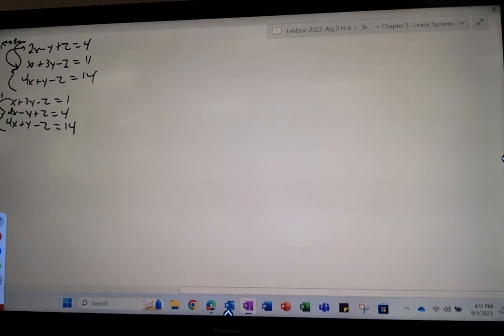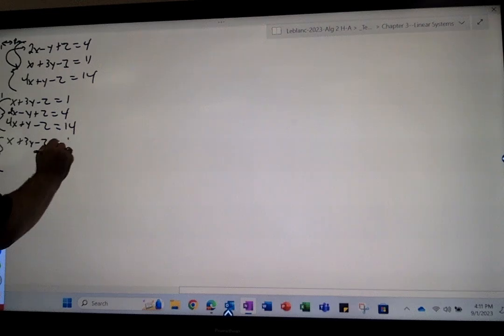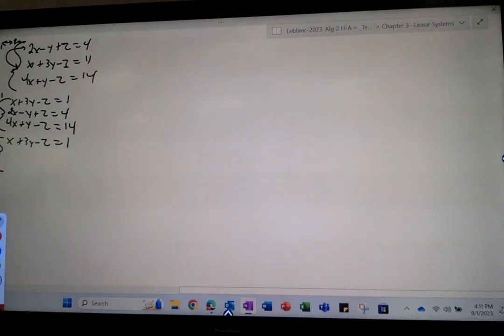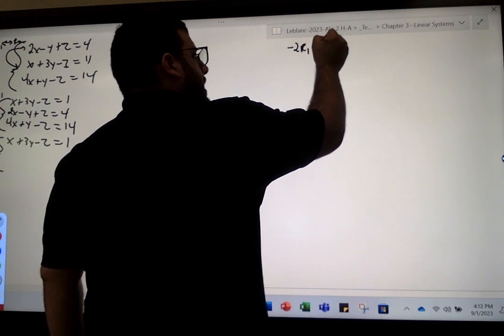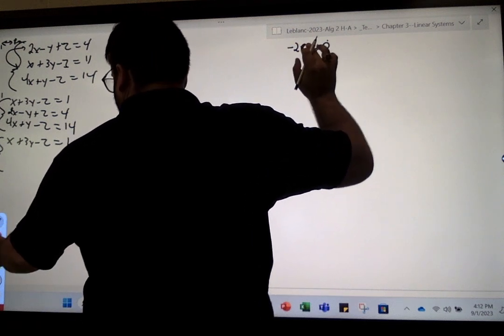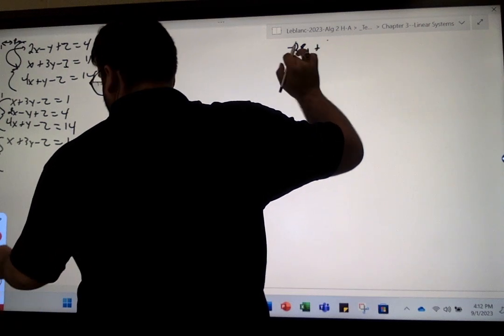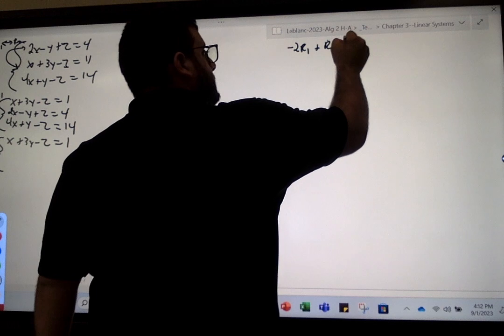The only way I can do that is to multiply this entire row by a number that's going to cancel these out. So for my first trick, x plus 3y minus z equals 11. What I'm going to do is take negative 2, multiply it into here, and add it to this row so that I get a new second row. So negative 2 row 1, added to row 2. And that's going to be my new row 2.